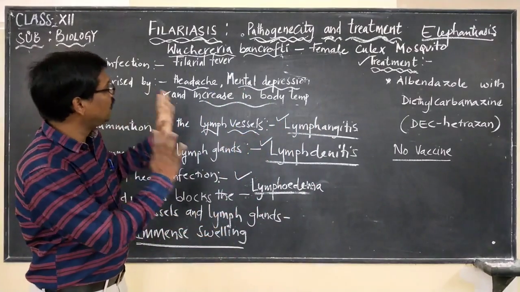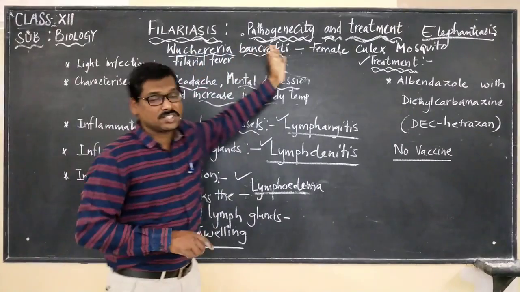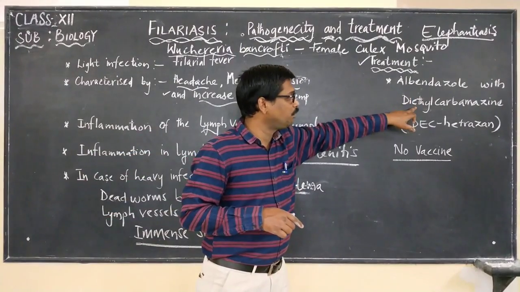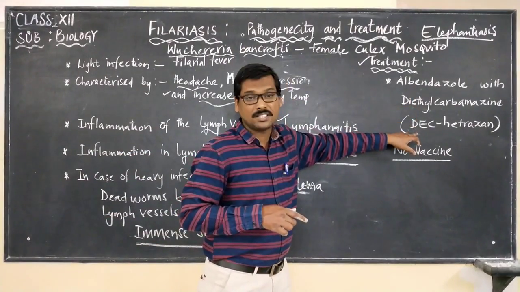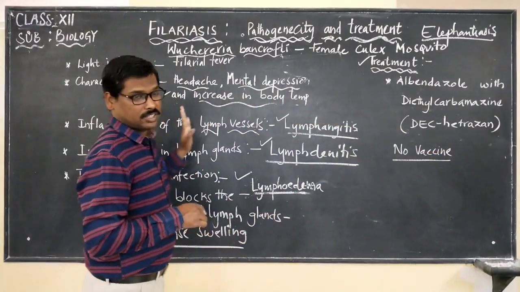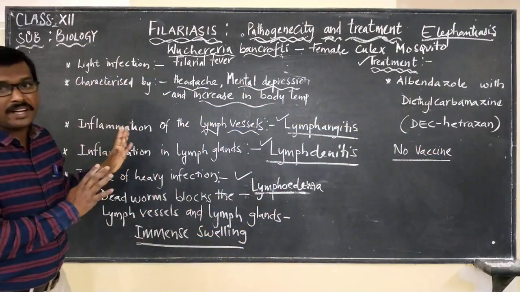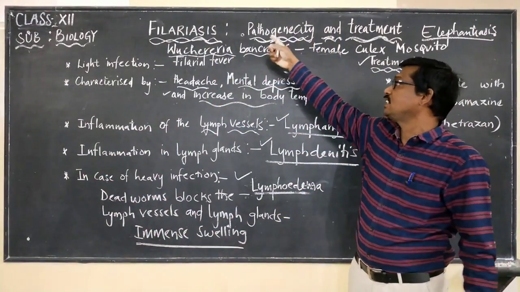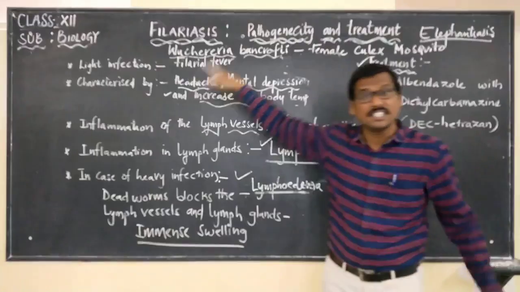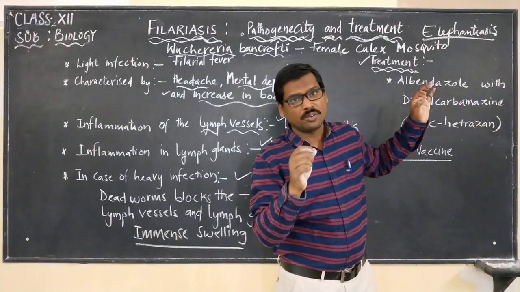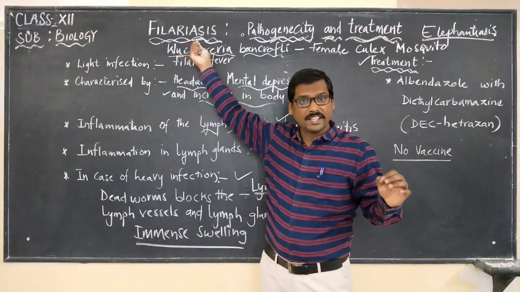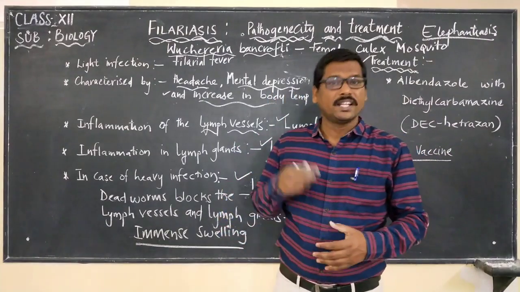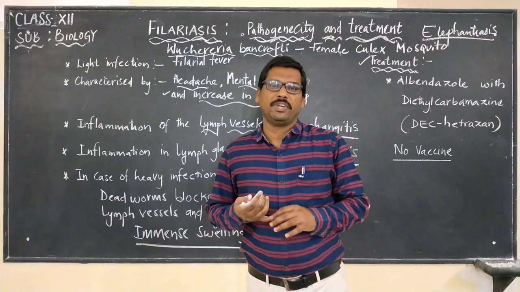In this video we have learned about filariasis pathogenicity and treatment. In treatment you have to remember albendazole, which is given with diethylcarbamazine, in short DEC. These are the points to keep in mind when discussing filariasis pathogenicity and treatment. Filariasis is also well known as lymphatic filariasis. In the next video we will meet another disease that infects human beings.